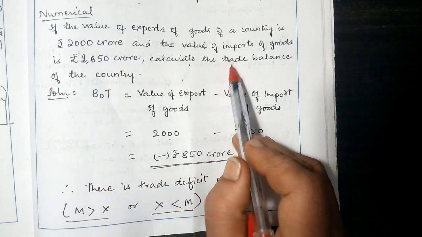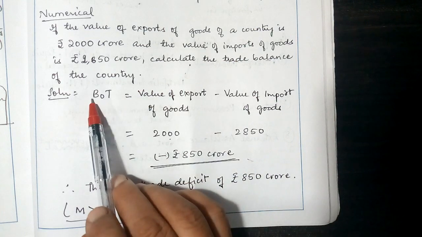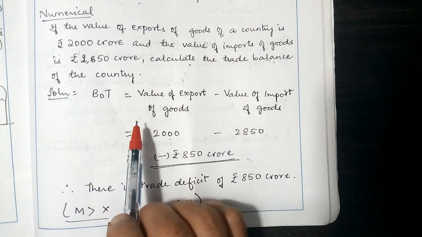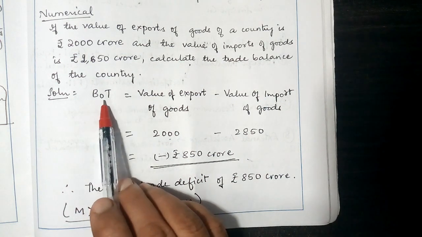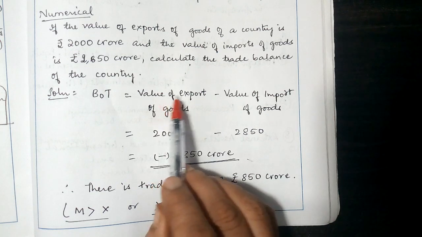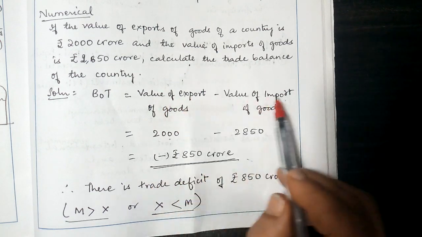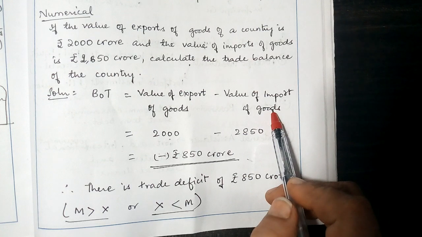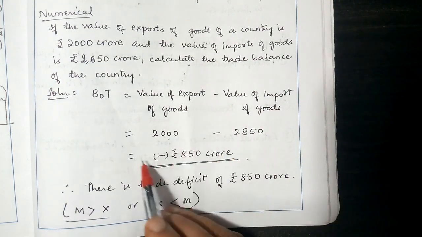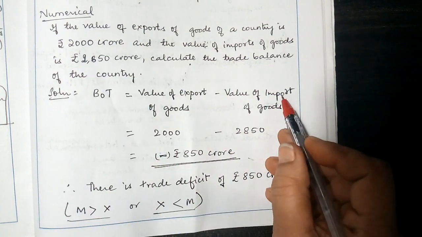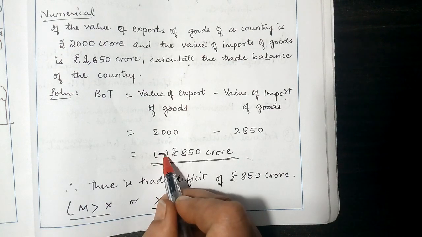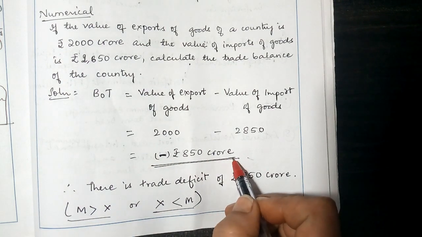What we have to calculate? Trade balance or balance of trade. Trade balance and balance of trade mean the same. So balance of trade by formula we learnt, it is equal to the value of export of goods minus value of import of goods. So putting the values of export of goods and import of goods, we get a negative number. Since here import is greater, so you will get the answer as minus 850 crore.